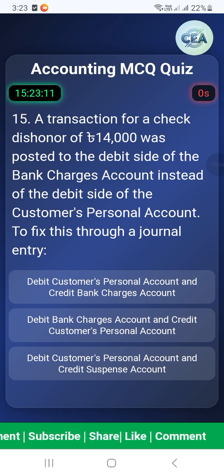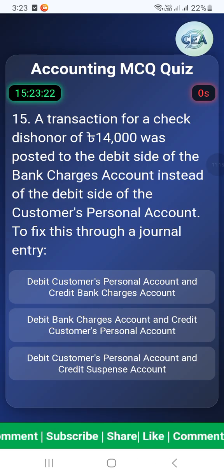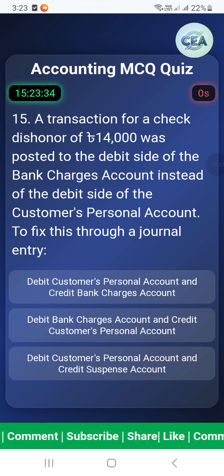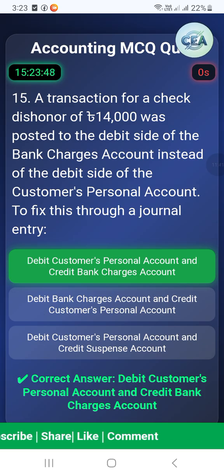15. A transaction for a check dishonor of 14,000 takas was posted to the debit side of the bank charges account instead of the debit side of the customer's personal account. To fix this through a journal entry: Option 1. Debit customer's personal account and credit bank charges account. Option 2. Debit bank charges account and credit customer's personal account. Option 3. Debit customer's personal account and credit suspense account. Correct answer is debit customer's personal account and credit bank charges account.